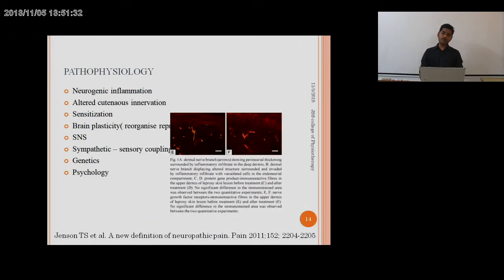When it comes to altered cutaneous innervation, continuous inflammation of the peripheral nerves will lead to density loss of A-delta and C fibers, ultimately losing their integrity, and there will be new cutaneous alterations.